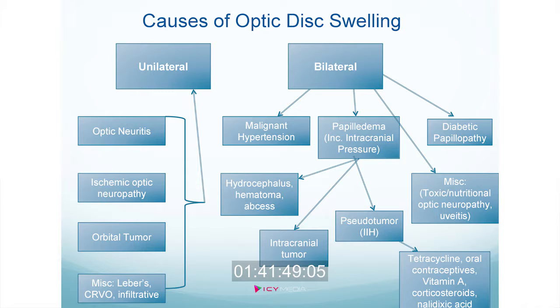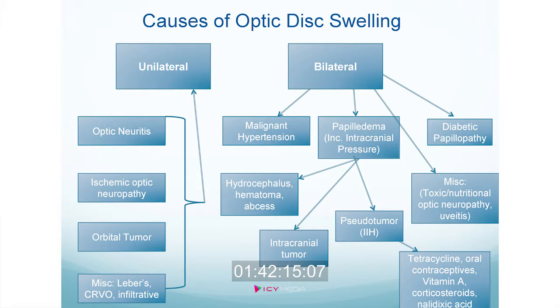The question becomes, is the increased intracranial pressure benign? Is it idiopathic? Or is there an underlying disease process? If there's an underlying disease process, I put a few of the etiologies up there. It could be hydrocephalus, it could be a hematoma, an abscess, an intracranial tumor. Or it could be an idiopathic intracranial hypertension, which we would call pseudotumor.